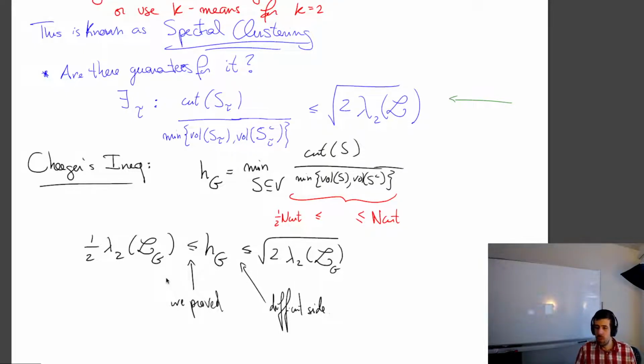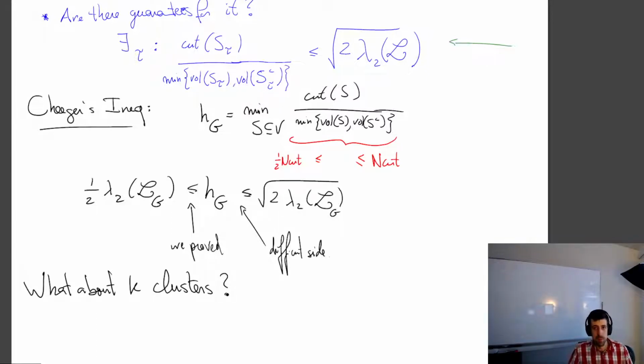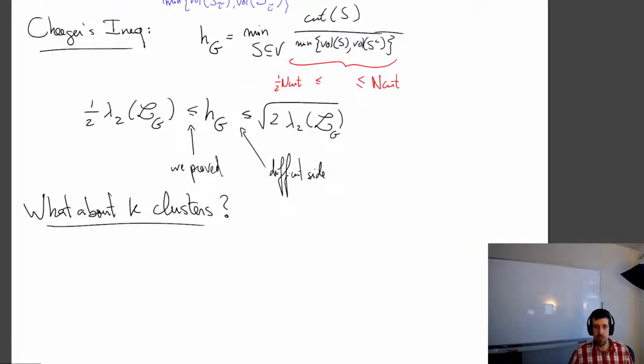Now, another thing I want to mention before we move to more linear algebra type things is another very natural question: what about more clusters? What about K clusters? For K clusters, there's also a spectral clustering, and it follows exactly the same idea. I'll just describe the algorithm very briefly.